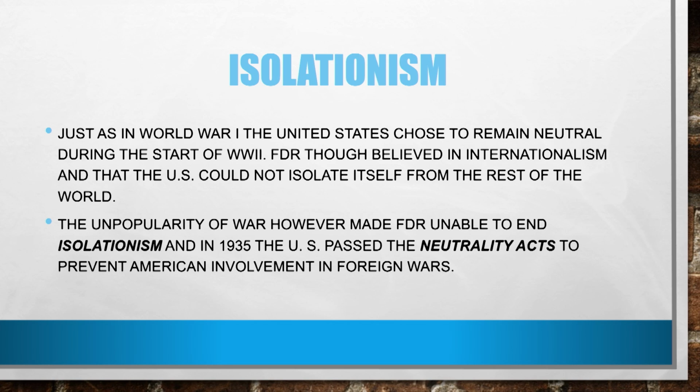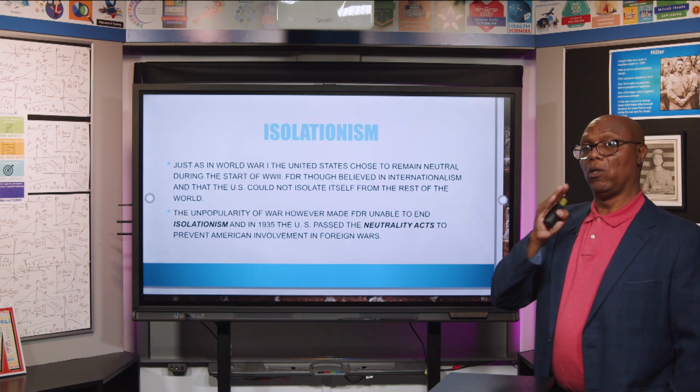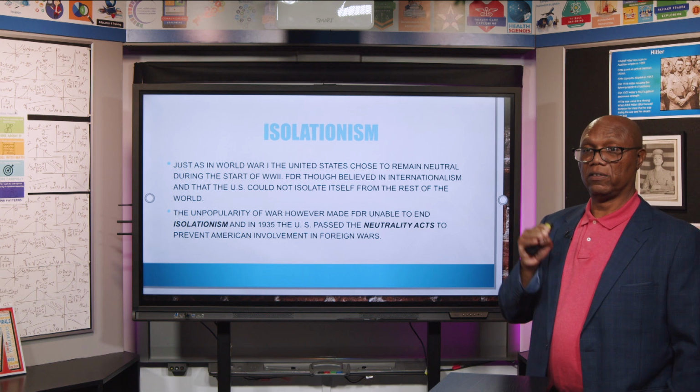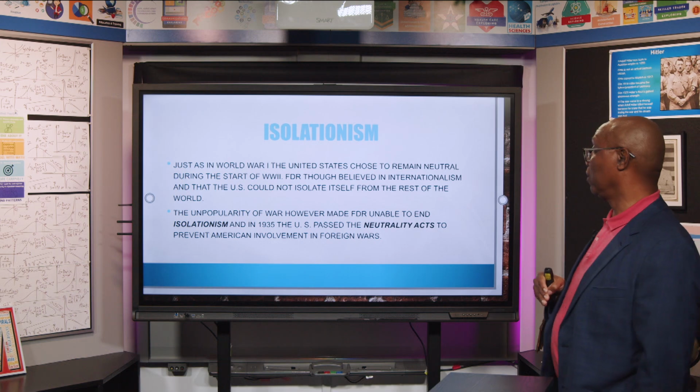Just as in World War I, the United States chose to remain neutral during the start of World War II. FDR, though, believed in internationalism, that we told you about a few seconds ago, and that the U.S. could not isolate itself from the rest of the world. The unpopularity of the war, however, made FDR unable to end isolationism. Even though he wanted to, he could not get the United States of America to move away from isolationism in 1935, though he recognized the problems that Hitler, Mussolini, Francisco Franco, even Joseph Stalin posed to the rest of the world.